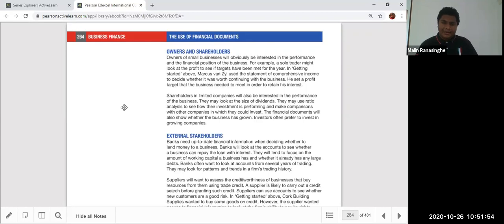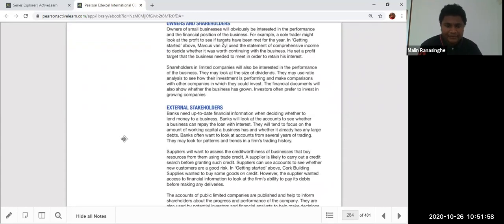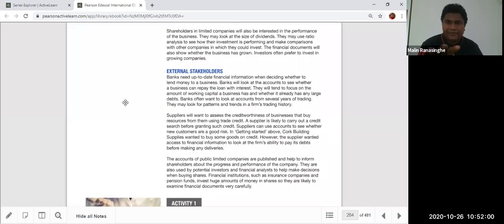Okay, then finally we talk about the external stakeholders, and after that we can finish the lesson. Listen to this carefully, guys. There are a lot of external stakeholders, starting from customers, suppliers, bankers, creditors, other competitors, media, government, and so on. The list continues like that. We have to find out, one by one, each group's main objective and why they are looking at the financial information.